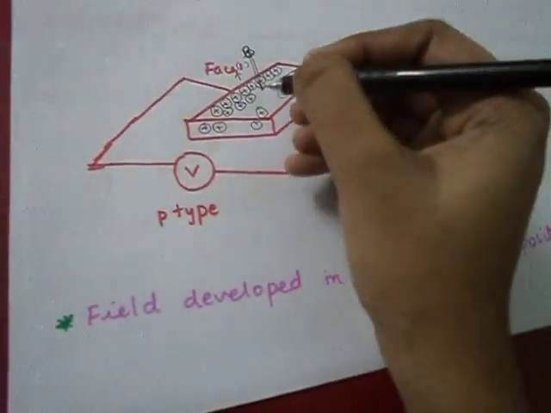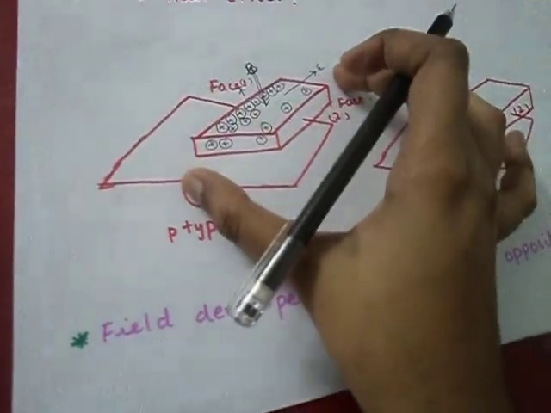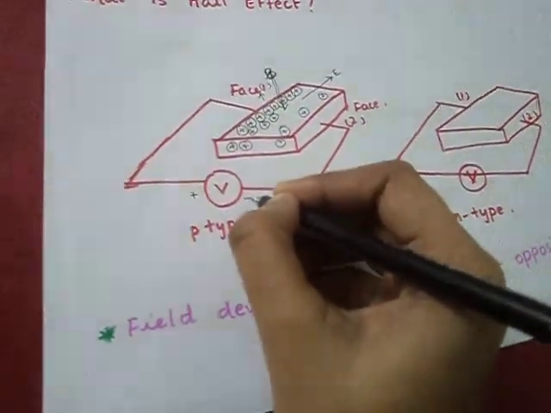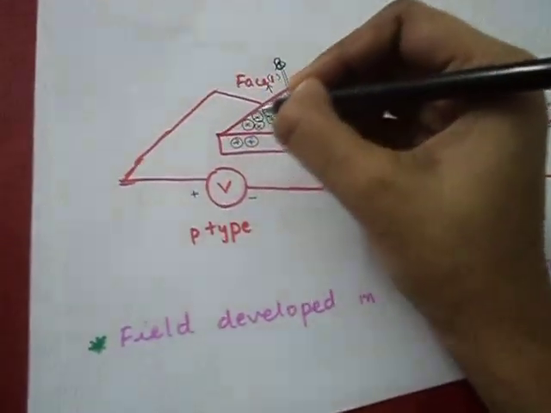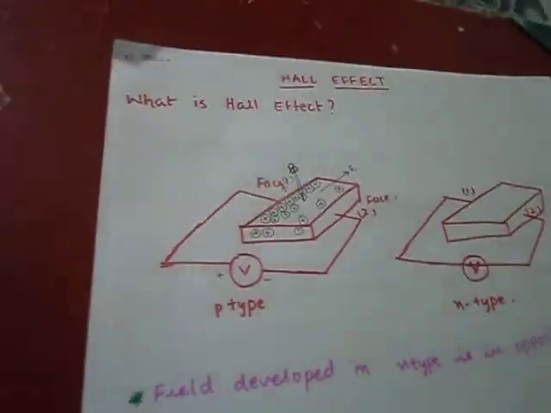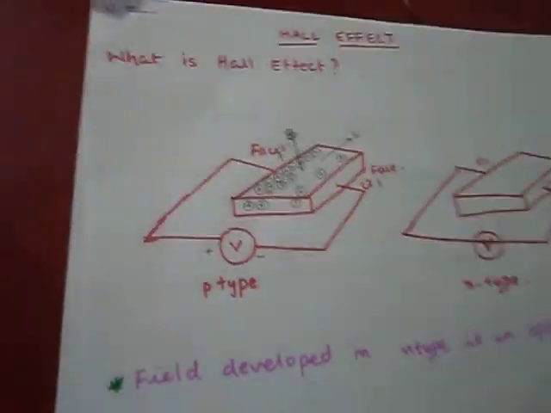Now when you connect a voltmeter to this p-type semiconductor, the voltmeter indicates the magnitude of the charge accumulated on the phase, and the type of charge, meaning whether it is a positive charge or a negative charge.